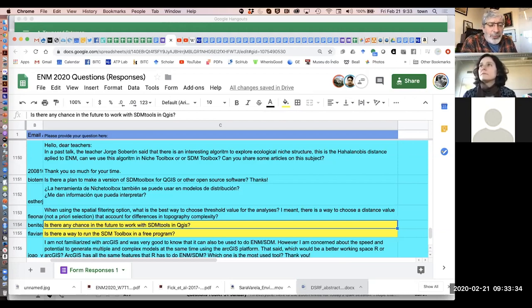Okay, so there were a couple of questions. I've got two of them highlighted here. Is there any way to run the SDM toolbox in a free program? Is there any chance in the future to work with SDM tools in QGIS? And this is obviously a question for Jason, but he's working in the ARC platform. I would imagine that it's on his to-do list, but I would also imagine that it's not easy to make that switch over for such a big and comprehensive set of tools.